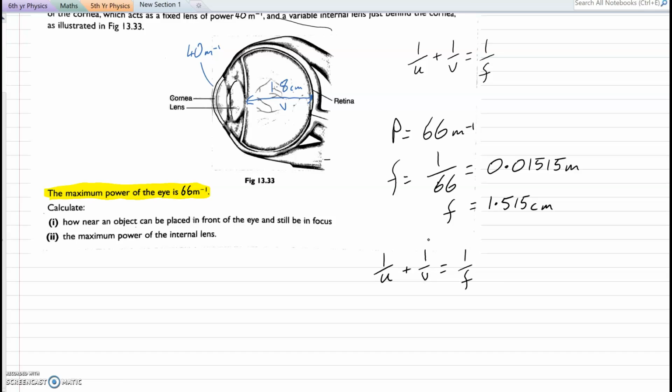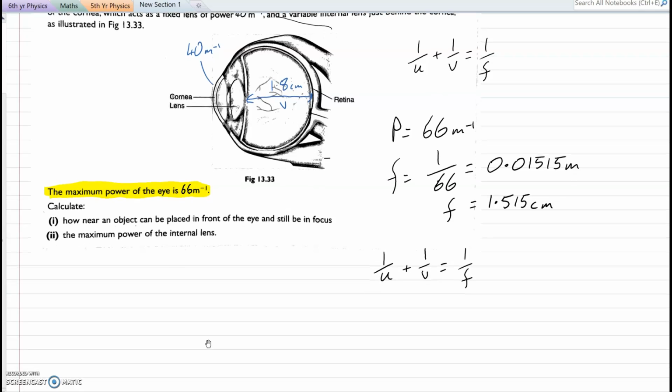v is definitely positive because it's always given; you have to have a real image here. Your eye is never in a position where it gets a virtual image, because if you don't have an actual image projected onto your retina, then you don't see what you are seeing.